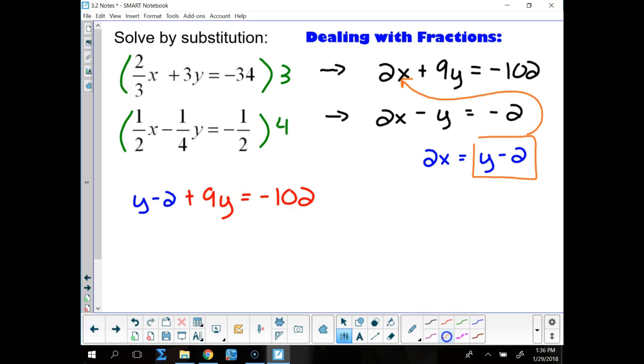It doesn't always have to be a variable. You can solve it for what's in the other one. We could have solved it for like 102 or something like that, though it would have been tough. You know what I mean? Okay? So then that's going to be 10y equals negative 100. So y equals negative 10.